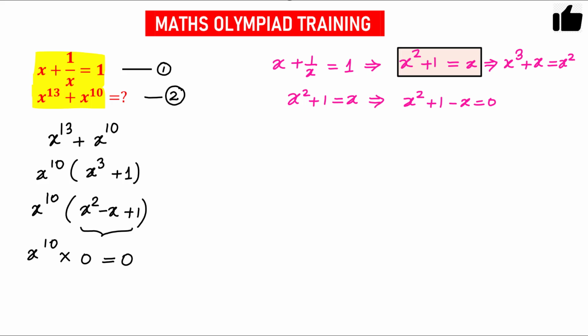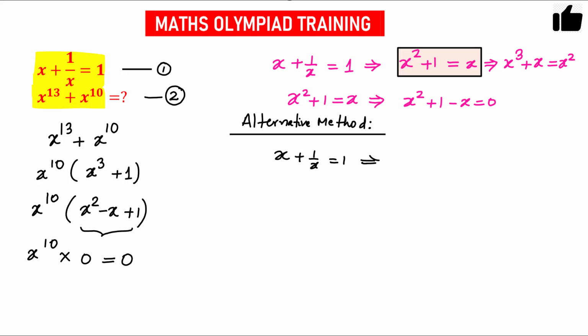You can also solve by finding the value of x from equation 1 and plugging into equation 2. So let's see that method. You can say this is the alternative method. Now in this method you have to find the value of x. So the equation is x plus 1 by x equals 1.